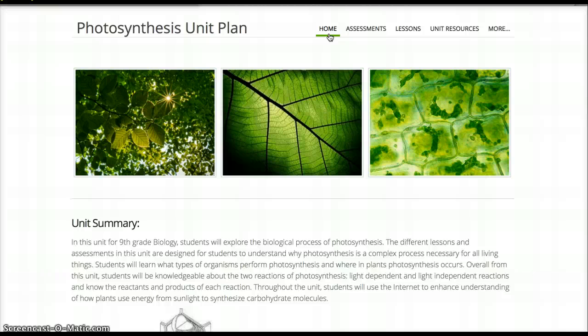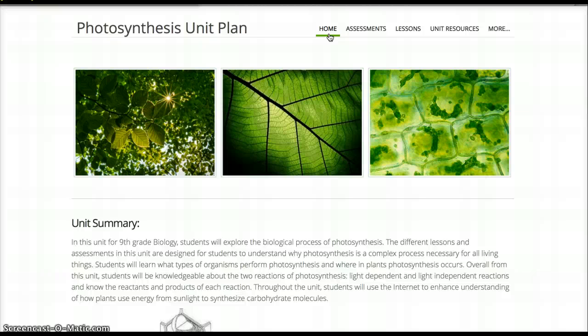So going back to my homepage, my unit plan summary is in this unit plan for 9th grade biology. So my student population is 9th grade. Students will explore the biological process of photosynthesis. The different lessons and assessments in this unit are designed for students to understand why photosynthesis is a complex process needed for all living things. Students will learn about what types of organisms perform photosynthesis and where in plants photosynthesis occurs. Overall, from this unit, students will be knowledgeable about the two reactions of photosynthesis, light-dependent and light-independent reactions, and know the reactants and products of each reaction.